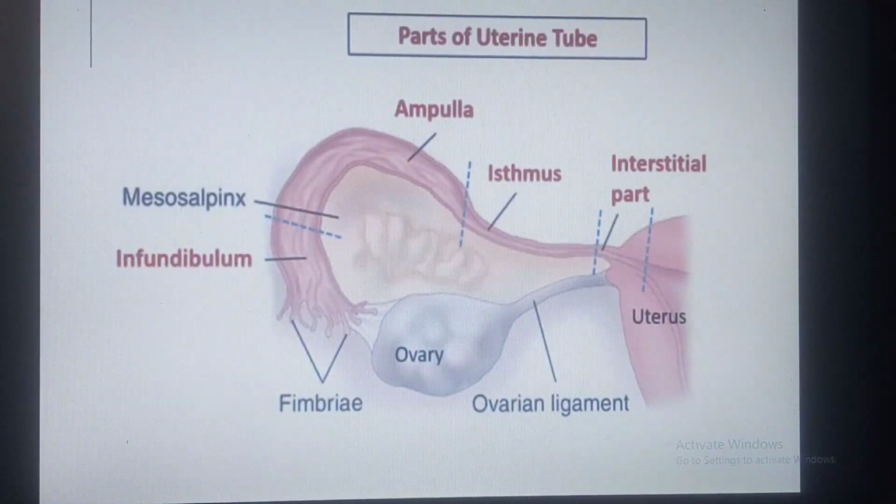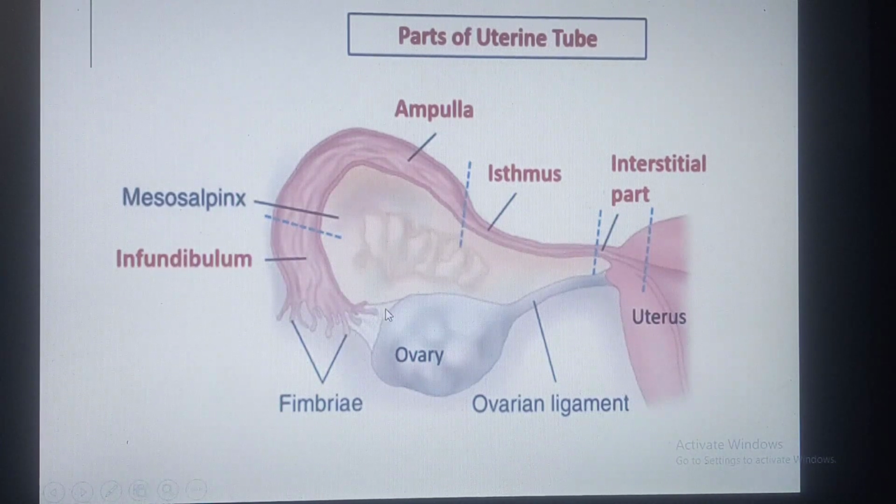Now the uterine tube is going to have 4 main parts. From where it has its connection with the ovary, we have the infundibular part. This infundibular part will have some finger-like projections, as you can see over here, which are known as fimbriae. So around the infundibulum, the terminal portion is fimbriated, having these kind of fimbriae.